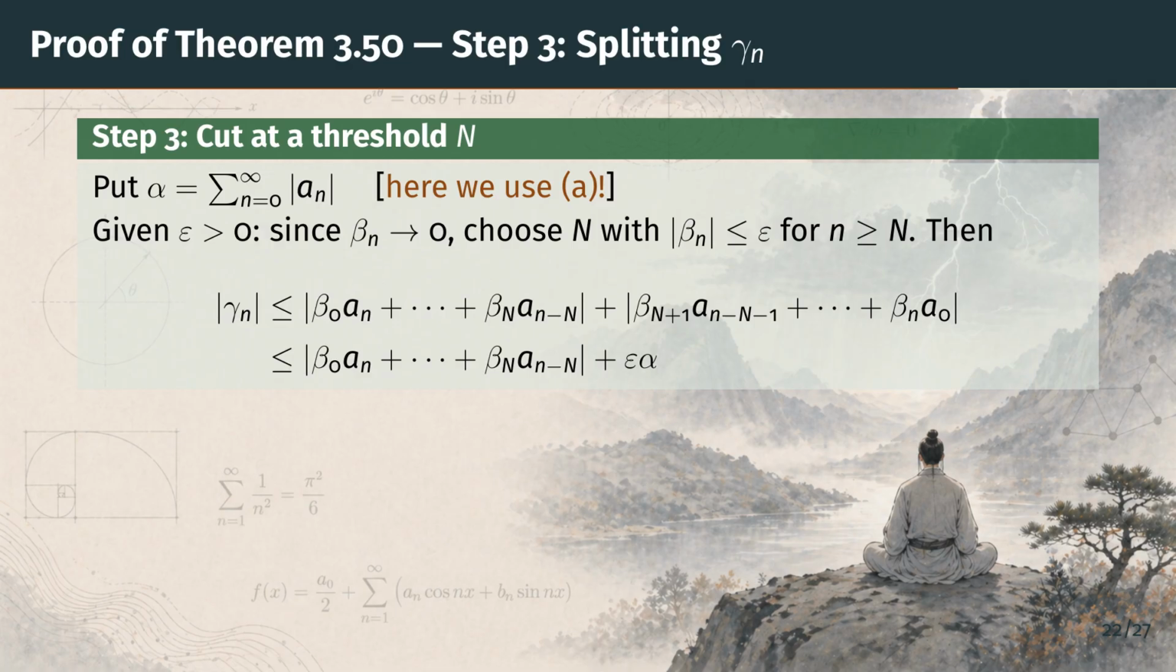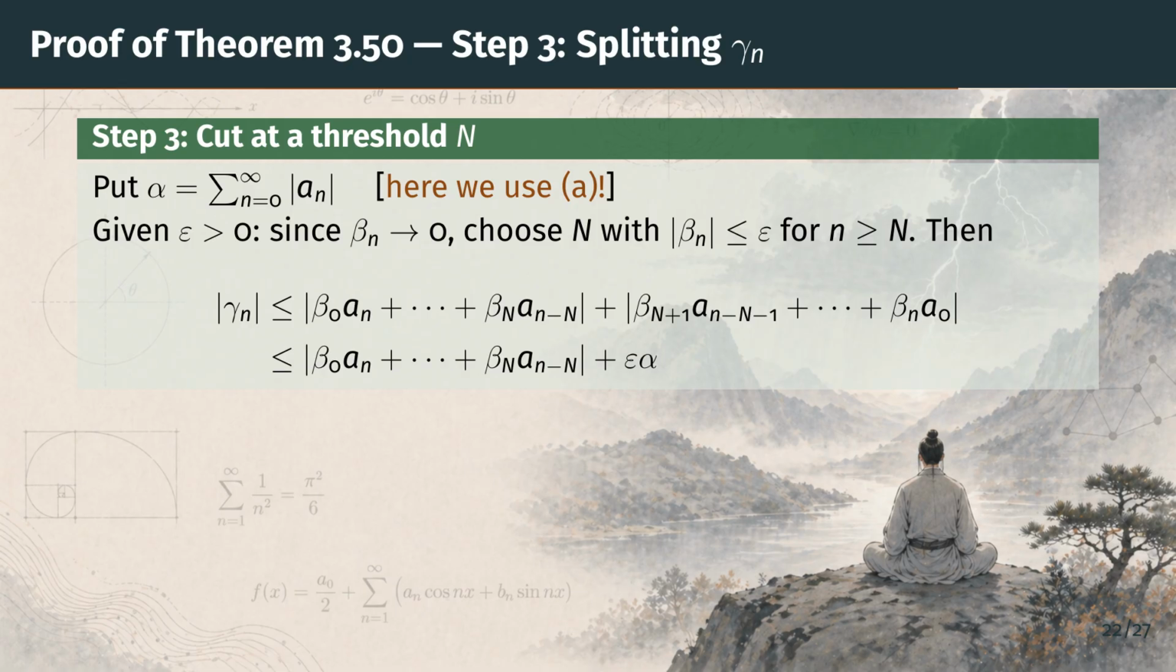Step 3 is the heart of the proof. First define alpha as the sum of the absolute values of the A sub n. This number is finite precisely because of hypothesis A. This is the one and only place where absolute convergence is used. Now, let epsilon be given. Since the betas tend to 0, we can choose a threshold N, beyond which every beta has absolute value at most epsilon. Split gamma sub n into two pieces, as in the display.